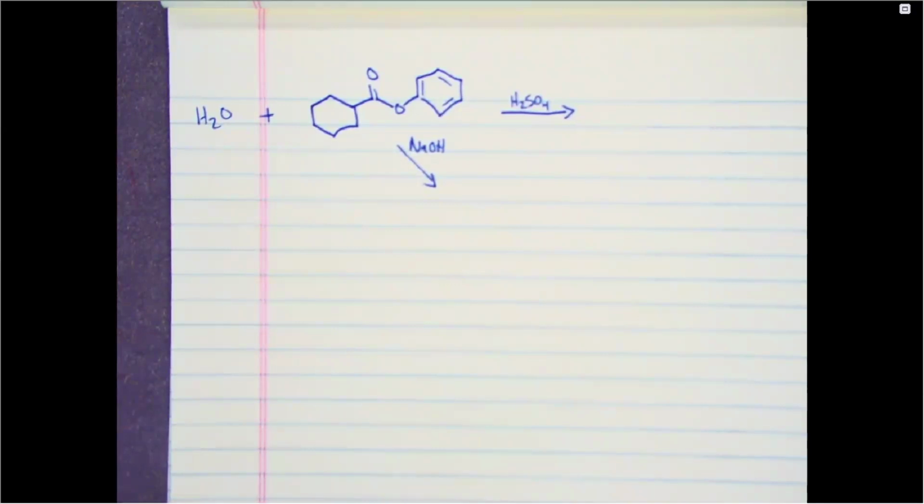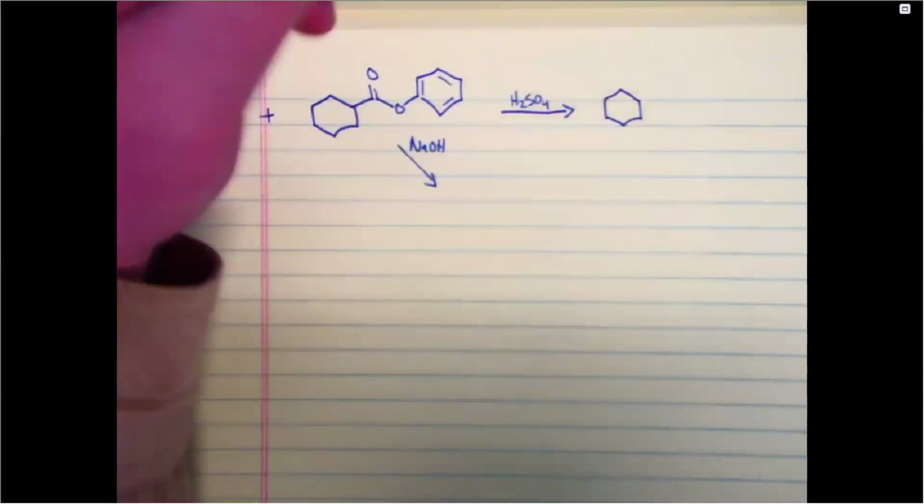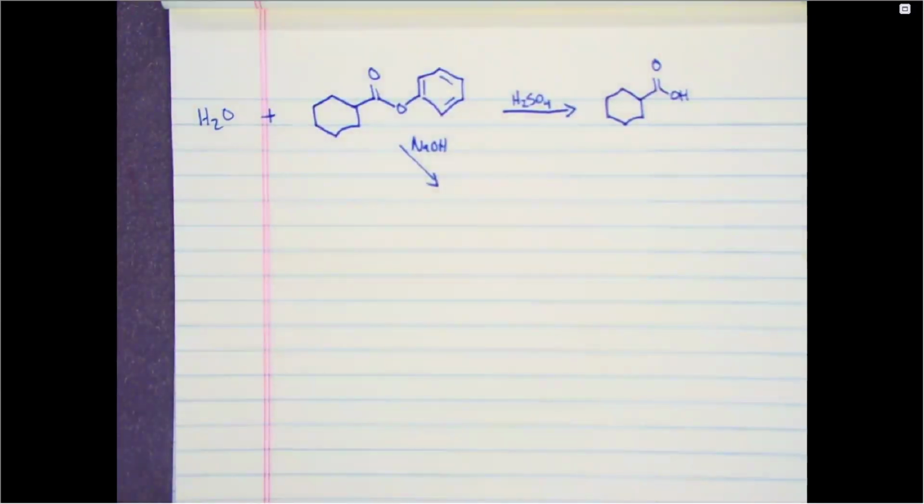Remember when we split apart our ester, we always get a carboxylic acid and an alcohol back, regardless of how we do it. We just have to be careful to write those two products in the way that they would look in acidic conditions and in the way they would look in basic conditions. So in acidic conditions, we know that our carboxylic acid part is going to have the H attached.